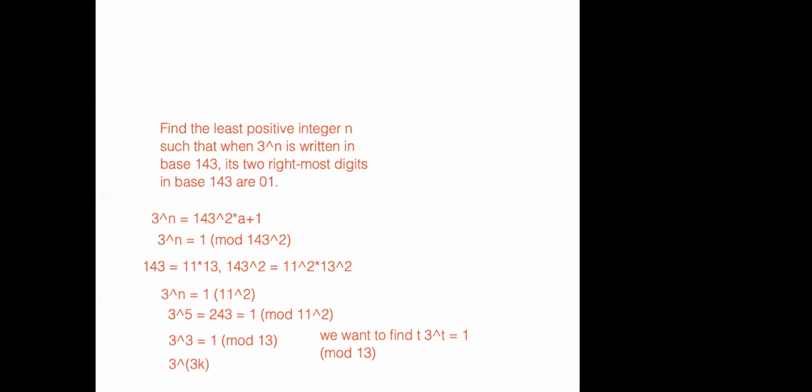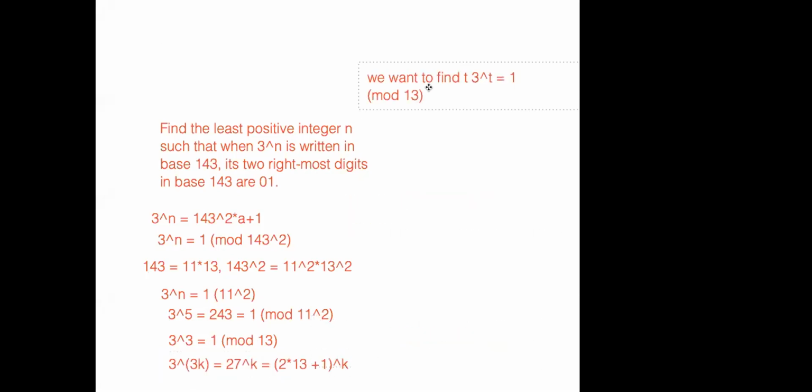Again, for this, we can just examine 3 to the 3k, because we know 3 cubed is congruent to 1 mod 13. So 3 to the 3k must be congruent to 1 mod 13 as well. In fact, let's look at this mod 13 squared. So this is equal to 27 to the k, which is equal to 2 times 13 plus 1 to the kth power. And remember, we're looking at this whole thing mod 13 squared.